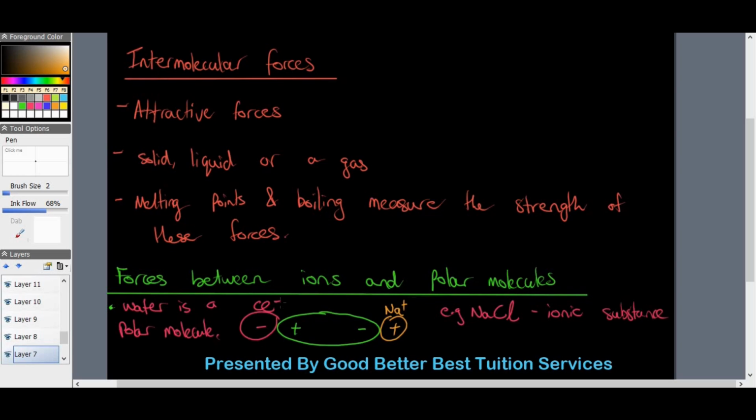Basically, what I'm trying to say is that it exists like a magnet. Positive attracts negative, and negative attracts positive. Positive and positive do not attract, they repel each other, which I think is quite intuitive to understand and figure out. So these are the forces between ions and polar molecules. That's how it looks.